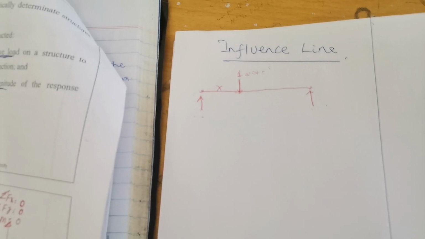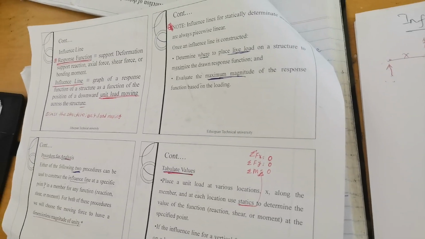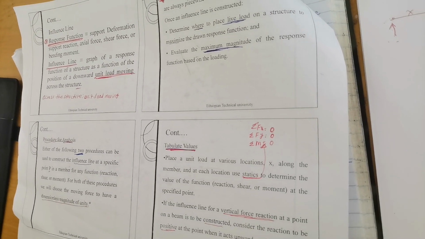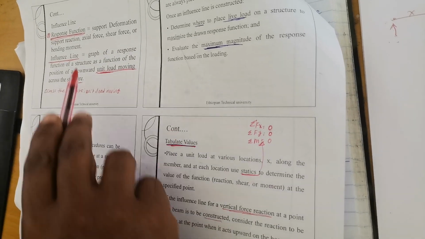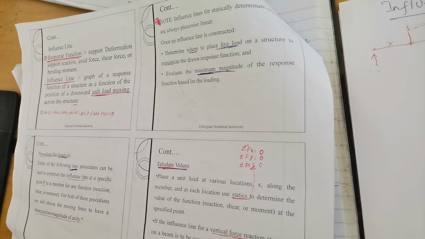So the influence line is the graph of a response function of a structure as a function of the position of a downward unit load moving across the structure. The difference is that when we construct the influence line, the load we use is a unit load.